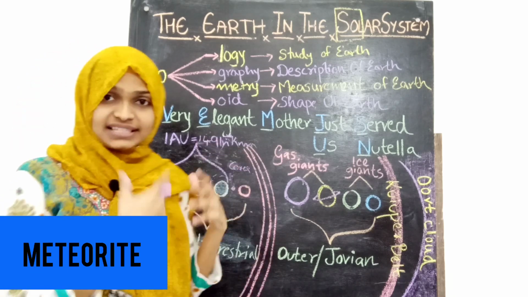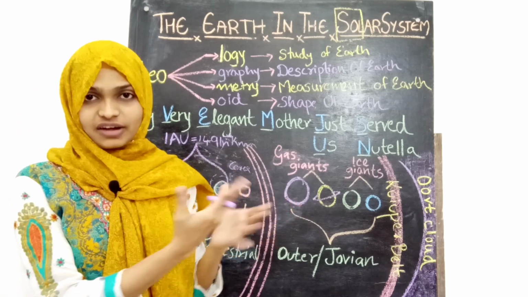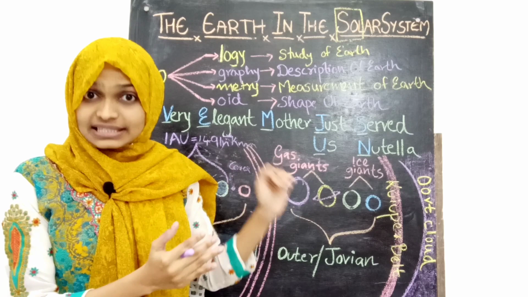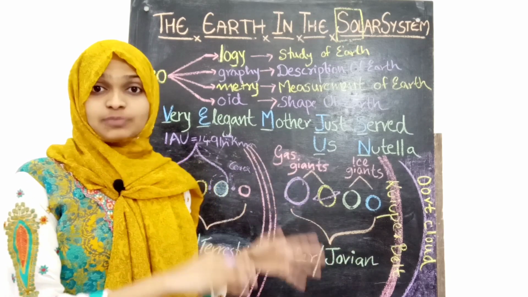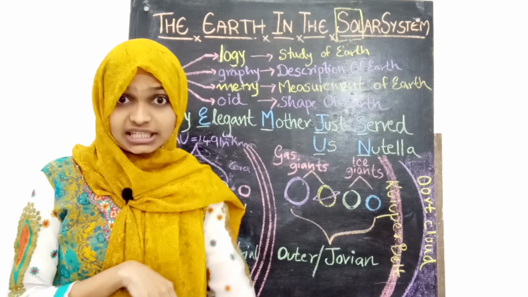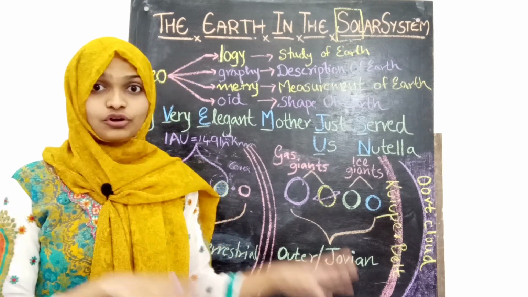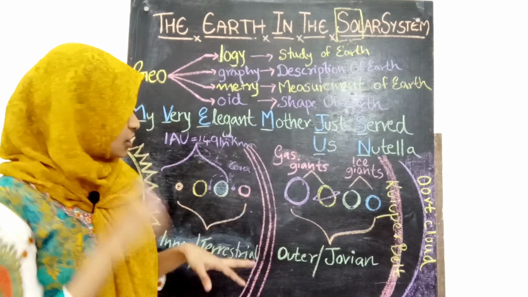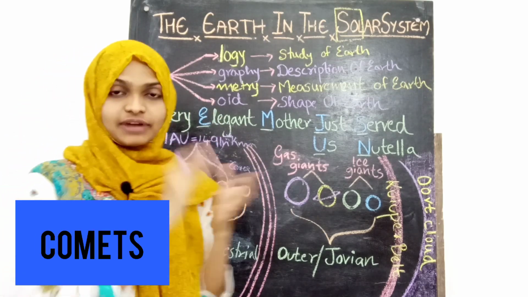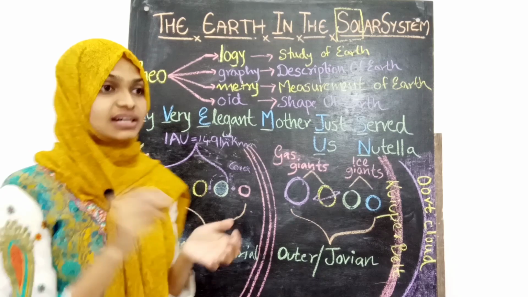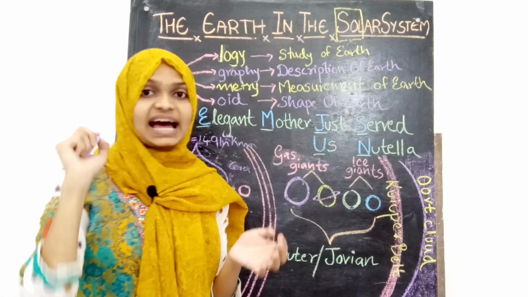So meteoroids are the objects which are revolving around the sun, and if one hits the surface of the atmosphere, it is known as a meteor, and if it is able to reach the surface of the earth, it is known as a meteorite. And another thing is the comets. Now comets are different from asteroids and meteoroids because the covering of the comets is ice.